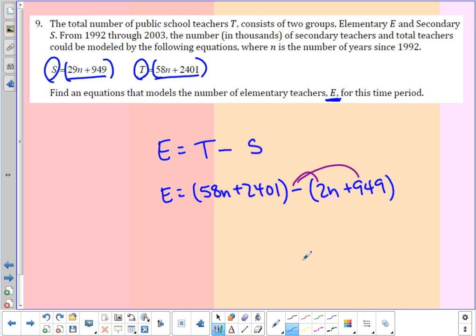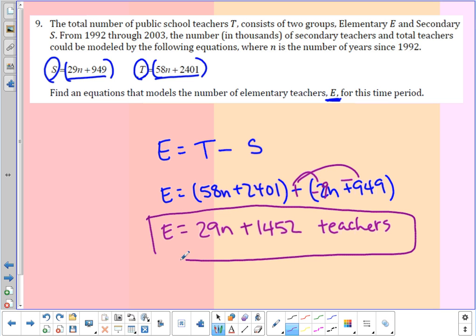This gets distributed. So that's going to be a plus, that's going to be a minus, that's going to be a minus. Now I can combine my like terms. So my elementary school teachers looks like this. 58n minus, oops, that's supposed to be a 29. 58n minus 29n is 29n. And then 2,401 minus 949 is positive 1,452. So that's the expression. Technically, this is the number of teachers, so that's how I would label it. That's my expression for elementary school teachers.